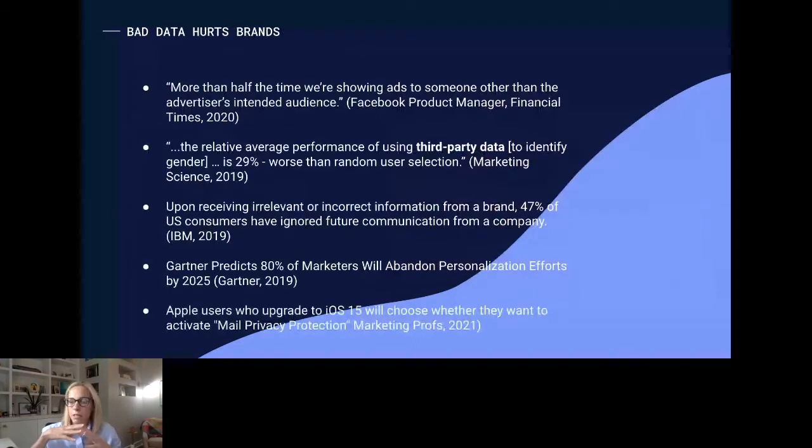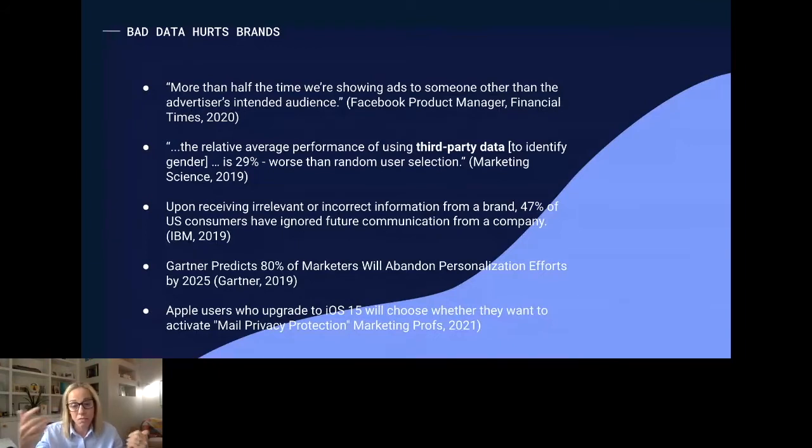There's an article recently in the Financial Times where a Facebook product manager was quoted as saying that more than half the time we're showing ads to someone other than the advertiser's intended audience. And this is Facebook with its troves of first-party data. Most of us who are using cold email and enhancing it with personalized data are using third-party data. If Facebook can't do it with the body of data that they actively collect about their users, what makes us think our third-party data is going to be any better?